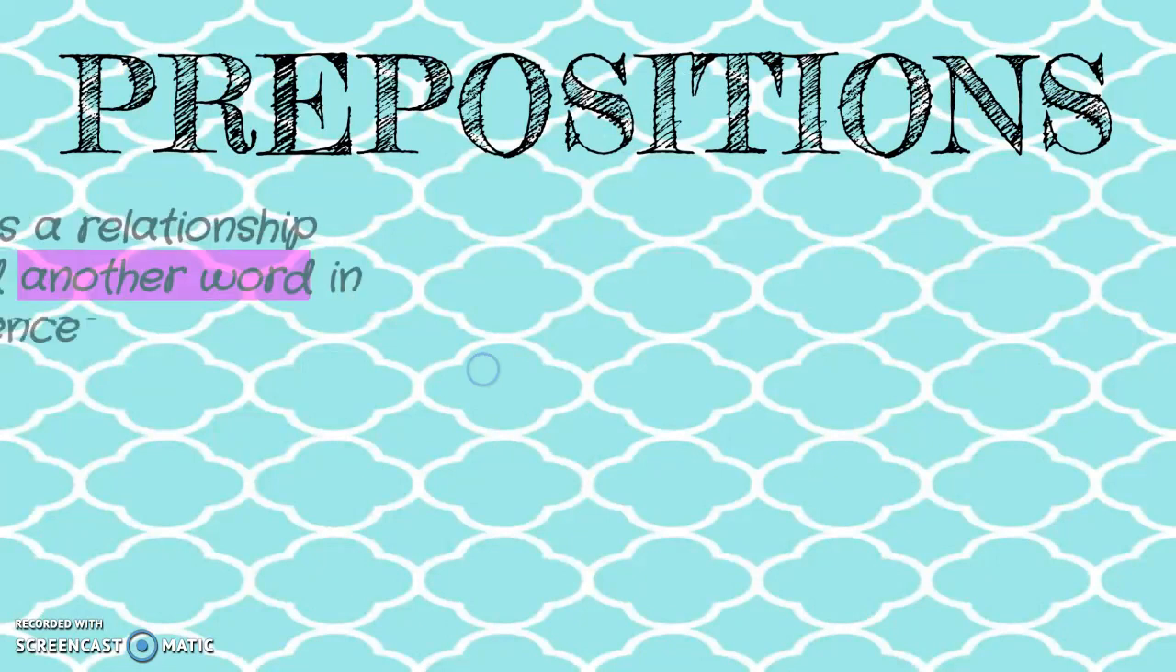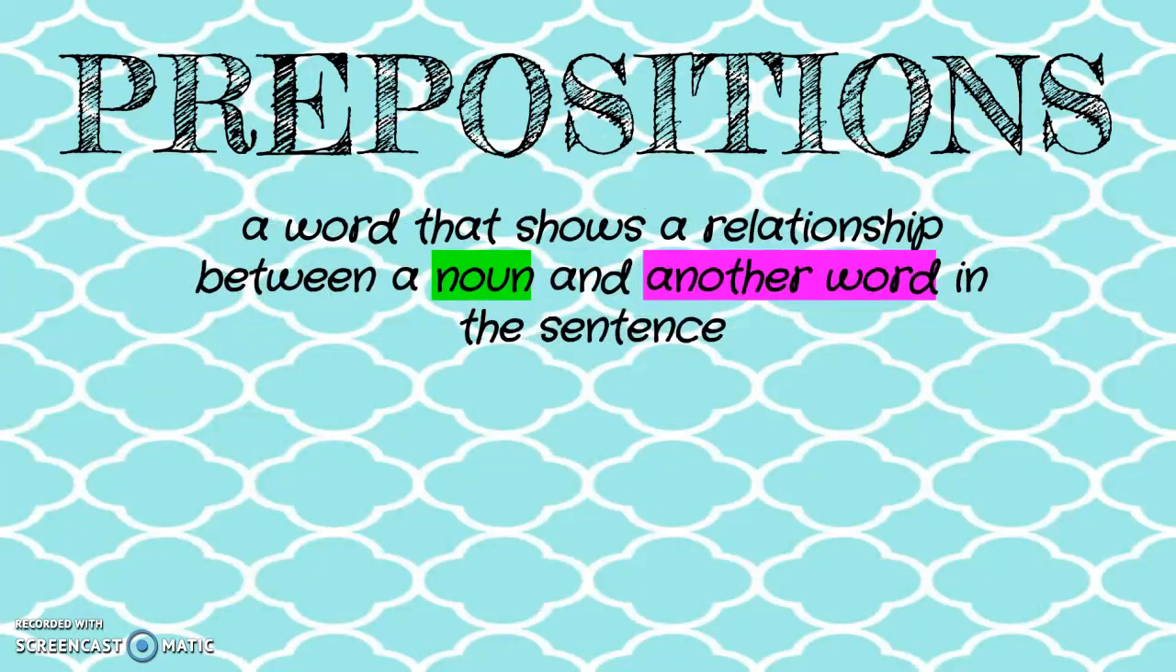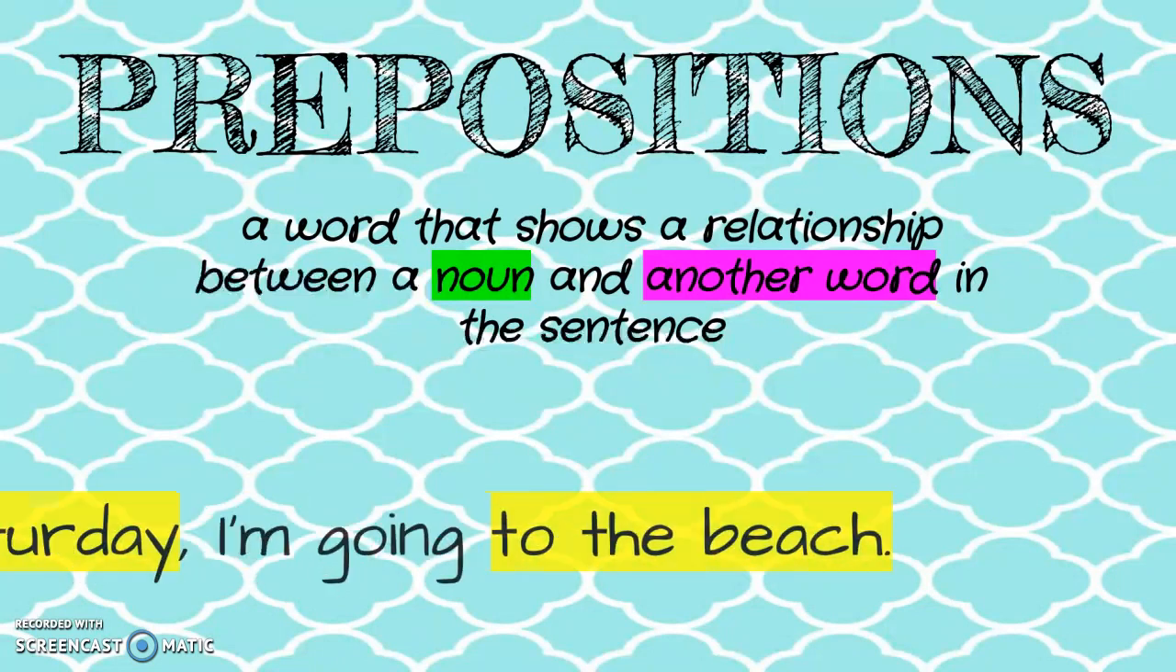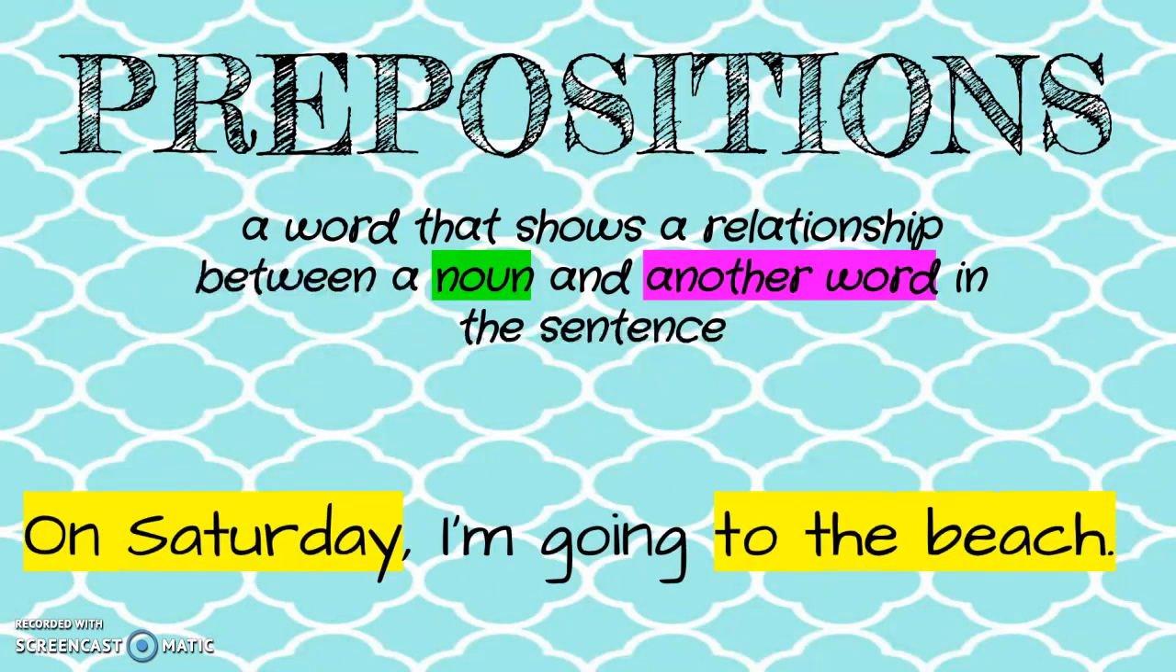So prepositions, we have to know what a preposition is and understand what its purpose is in a sentence before we can find them. A preposition is a word that shows a relationship between a noun and another word in the sentence. If we look at the sentence here, on Saturday, I'm going to the beach. I've highlighted 2 different prepositional phrases. One thing about prepositional phrases is you can take them out of the sentence. And if I did that, I'm left with I'm going. That is a complete sentence.